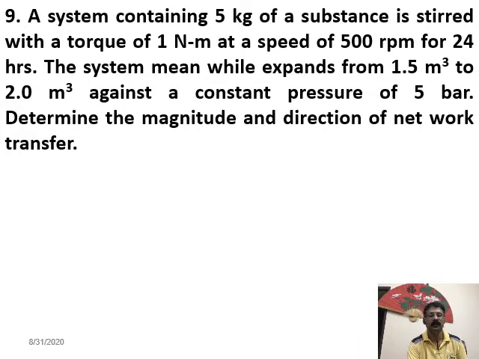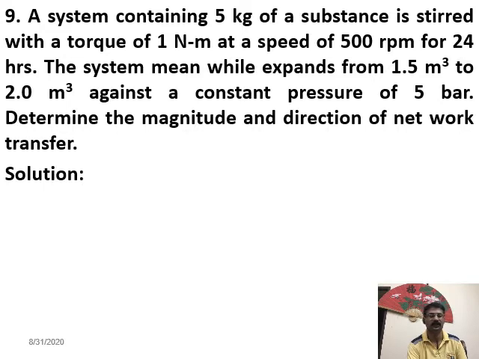A system containing 5 kg of a substance is stirred with a torque of 1 Newton meter at a speed of 500 rpm for 24 hours. The system meanwhile expands from 1.5 meter cube to 2 meter cube against a constant pressure of 5 bar. Determine the magnitude and direction of net work transfer.